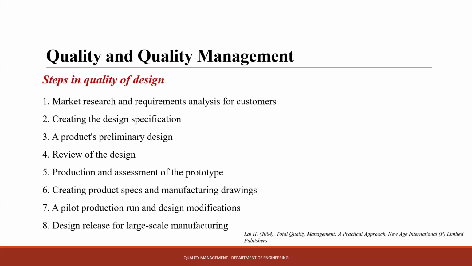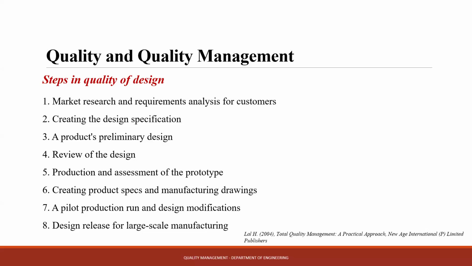Then the seventh one is a pilot production run and design modifications. When you move to the seventh step, you have completed the manufacturing drawing for mass production. Then you can go for a pilot production run, identify any design modifications required, and complete them. Before full scale production, usually companies run a small pilot batch for testing, right?